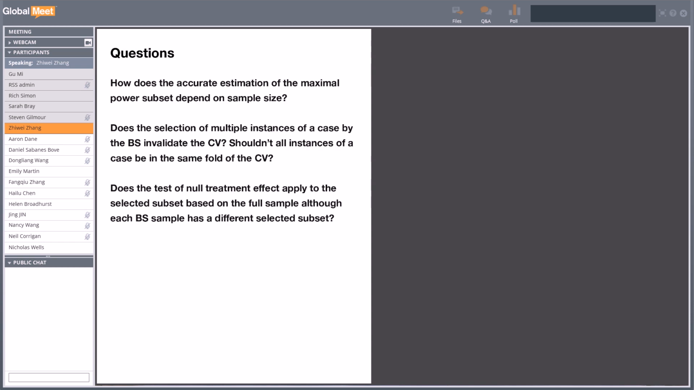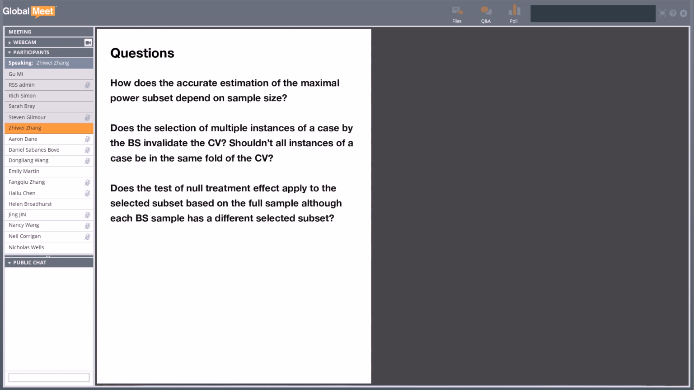And so, for instance, even if we don't do bootstrap, if we have a discrete X and a large sample, then we could have multiple, truly different subjects with the same covariate values and also values of Y and T, and they don't have to go into the same fold in the cross validation. So that's just how I see it.